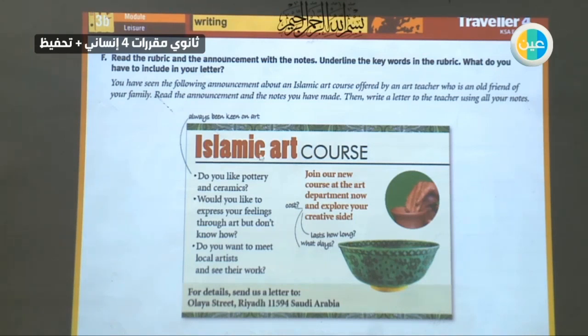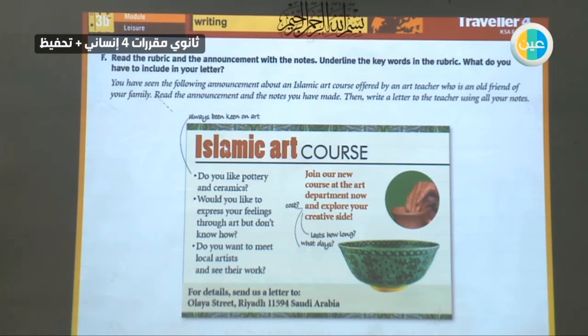Let's read the announcement. Islamic art course. Do you like pottery? What's pottery? That is working with clay, just like this picture. This is pottery and ceramics. Would you like to express your feelings through art, but you don't know how? Do you want to meet local artists? Do you want to meet artists from your town or city and see their work? For details, for more information, send us a letter to Ulayya Street, Riyadh, 11594, Saudi Arabia.